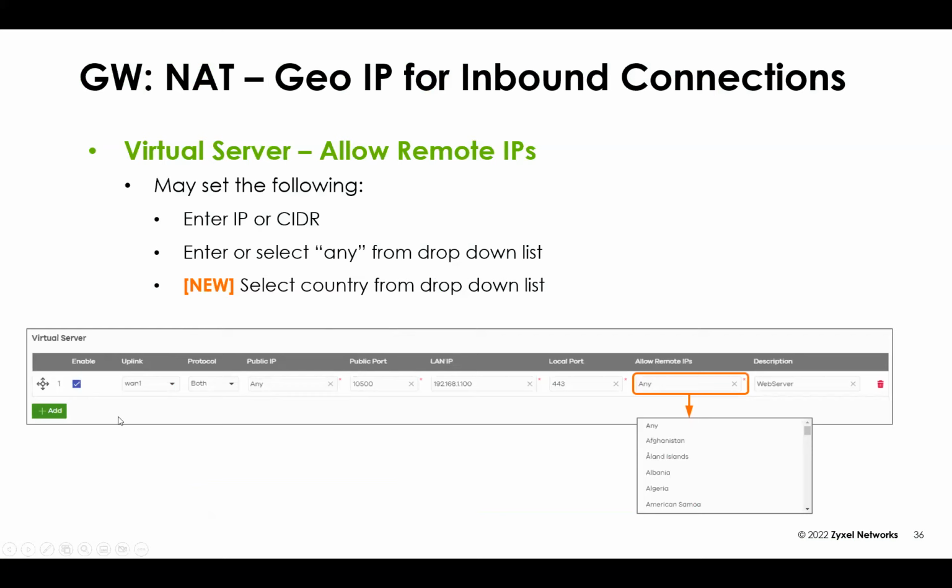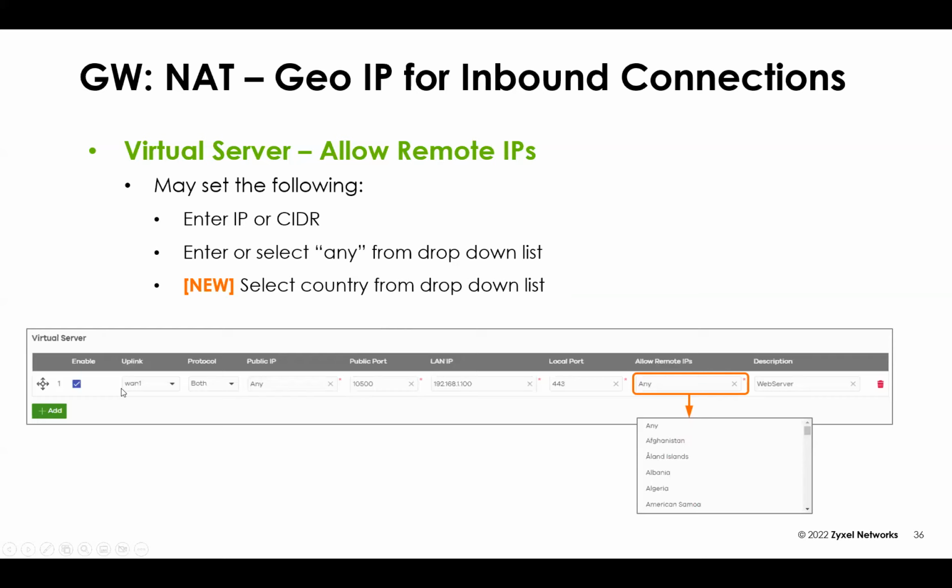So in this example here, we have a port forward going across on our WAN port 1. We're allowing any public IP address to access it on specific port 10,500. So 10,500 is going to be the trigger port because we have different ports between our public and our local.